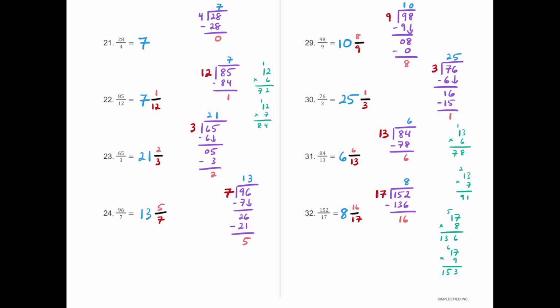So hopefully you can see the value of being able to do long division using the standard algorithm. You can turn any improper fraction into a mixed number by just dividing the numerator by the denominator, aka putting the top number of the fraction inside the house and the bottom number outside the house.